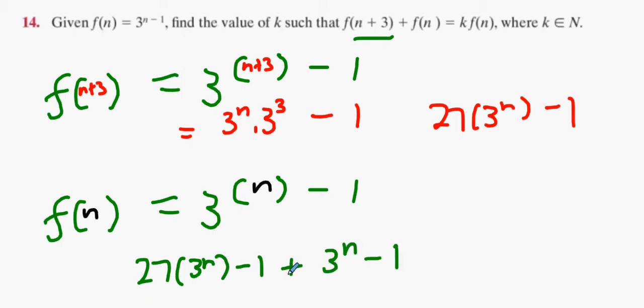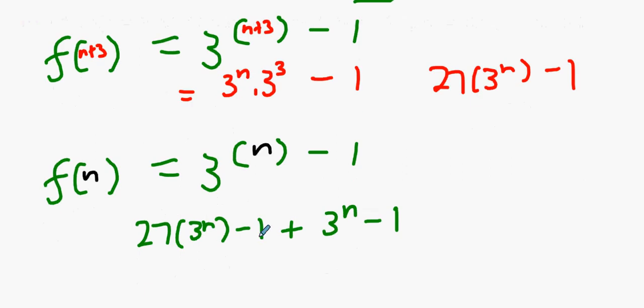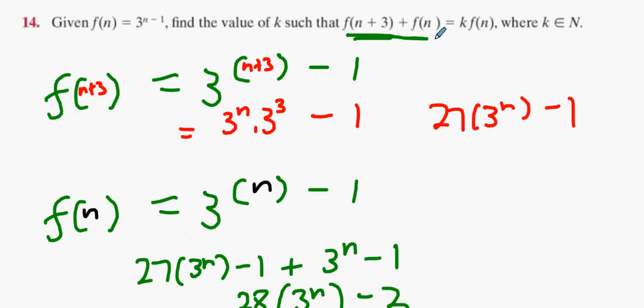Alright. How many 3 to the power of n's is there going to be? 27 of them plus one of them is 28 of them, we're hoping. Take away 2. Everybody cool with that? Everybody happy with 28 3 to the power of n's, take away 2. Now, that's that part done. The part I have in the box is complete.